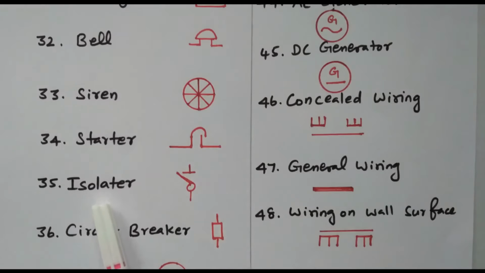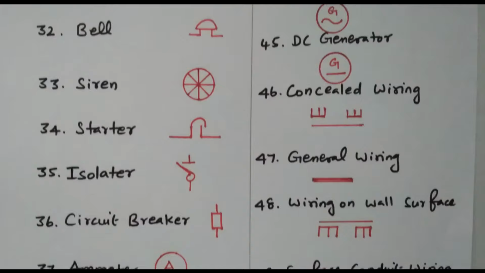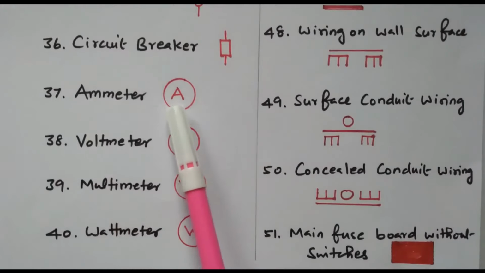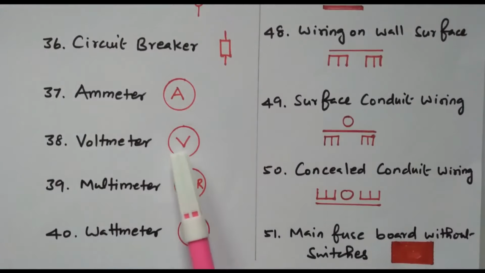Then isolator. This is the supply line, there is an isolation. Then circuit breaker. One box and 2 lines are available in the vertical manner, not horizontal. So the line is going through the breaker. Then we have ammeter, voltmeter, multimeter and wattmeter. Ammeter is represented by A. Voltmeter is represented by V, voltage. Multimeter means we can measure voltage, current and resistance, so that is given VAR. Then wattmeter is represented by W. Watts is the unit, so it is represented by W.